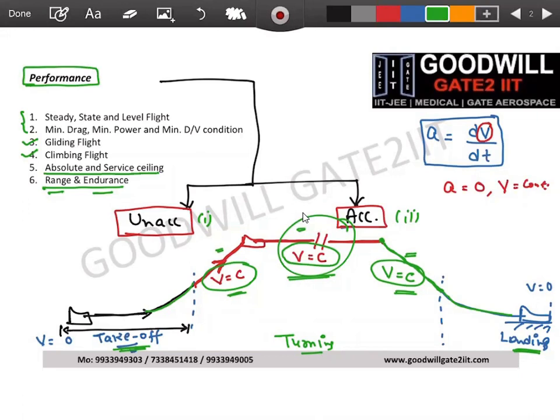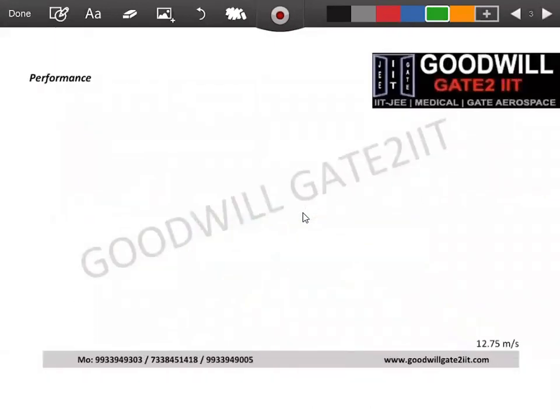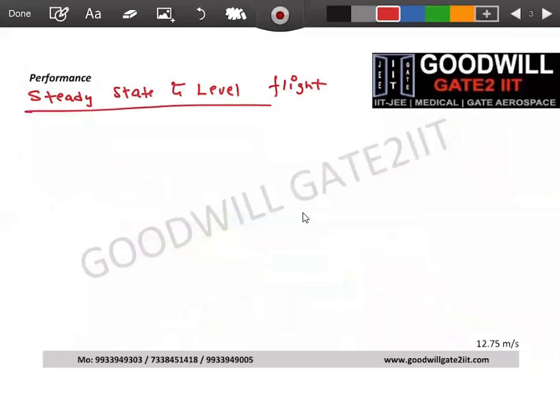Now, this is just an overview of what we're going to see in the coming lectures. I'll straight away start with this part, unaccelerated flight performance, in which we will discuss more about steady state and level flight first, and then slowly build our equations for gliding and climbing as well. All right. So I'll straight away go to the topic. So now what we are talking about, we'll say steady state and level flight. And guys, please feel free to ask your doubts if you have any.